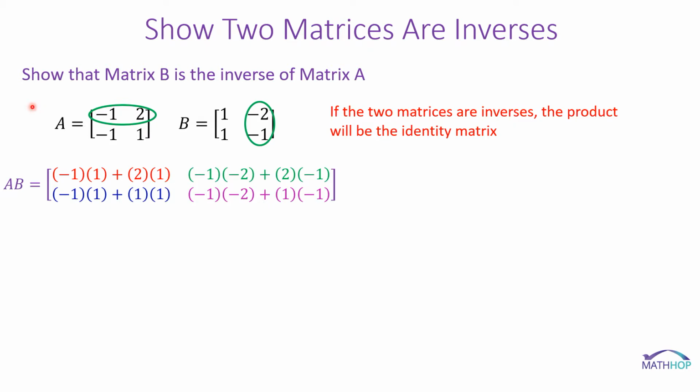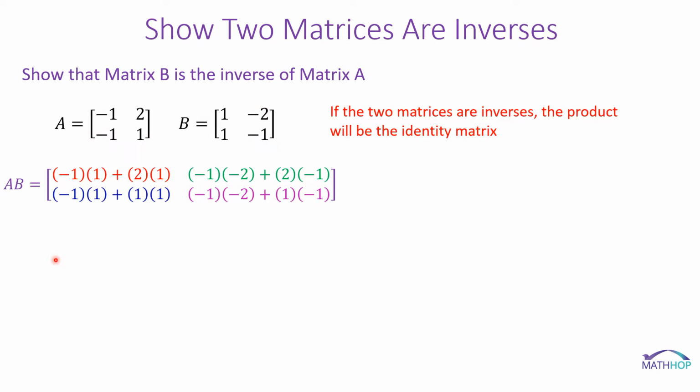Let's move on to the top right. Top right means top row, right column. -1 times -2 plus 2 times -1. Moving on, bottom left means bottom row, left column, -1 times 1 plus 1 times 1. Great. Bottom right means bottom row, right column, -1 times -2 plus 1 times -1.